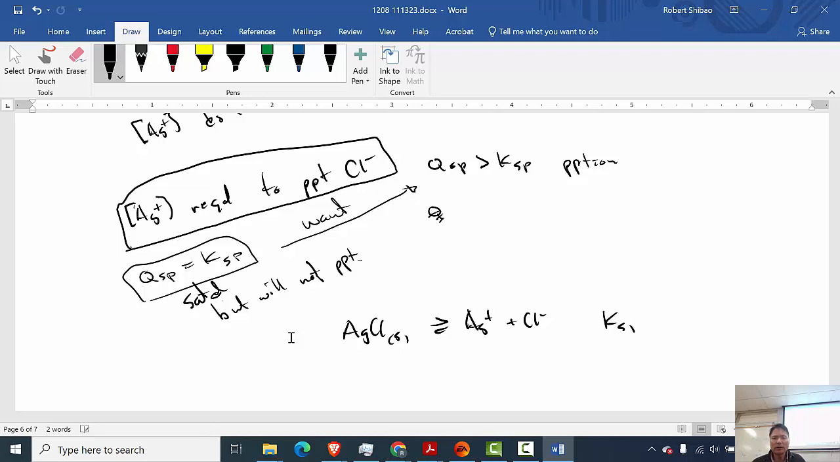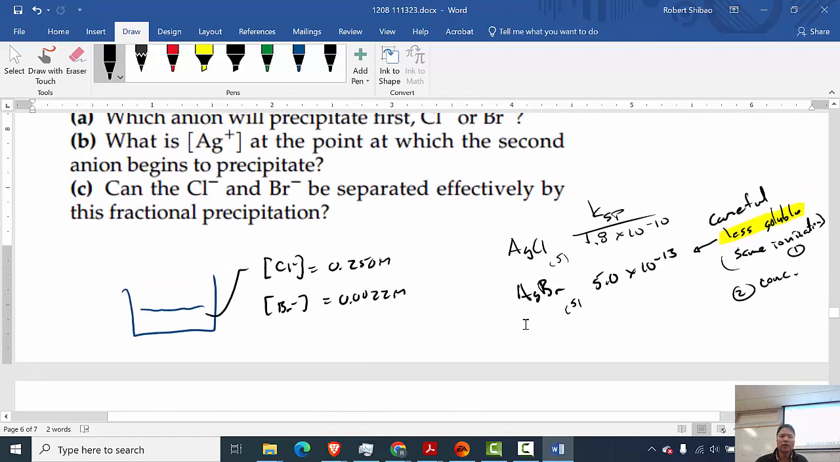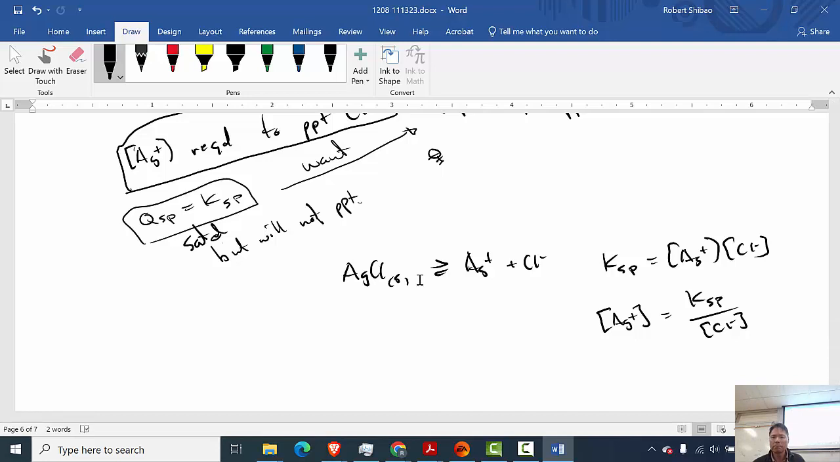And what we're going to do is figure out that KSP is equal to the silver ions times the chloride ions. And we're going to figure out when the concentrations here equal that. So I'll solve for the silver ions. The silver ion concentration is going to equal KSP divided by the chloride ion concentration. The chloride ion concentration is given as 0.250 molar. And so this is going to be 1.8 times 10 to the minus 10 divided by 0.250, which is 7.2 times 10 to the minus 10.